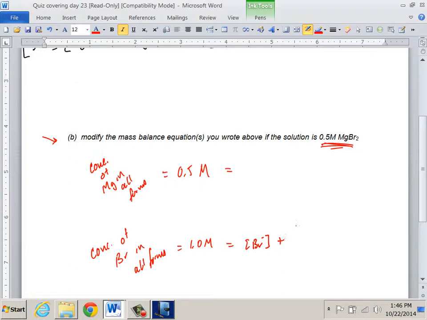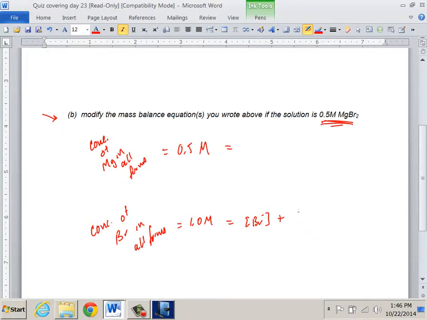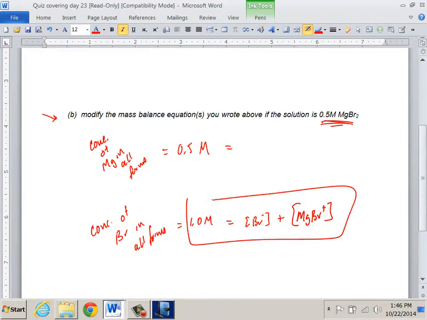No. That's how I straighten it out myself. All you need to write is Br minus and MgBr plus. So you should be writing that one, right? This IDA saves me. That's why I write it. That's why I say it.